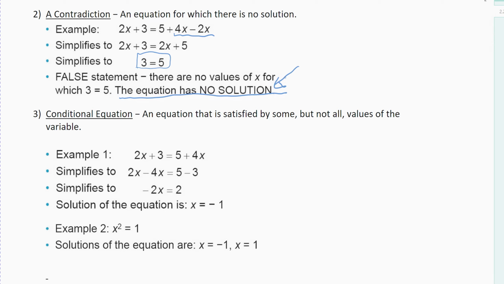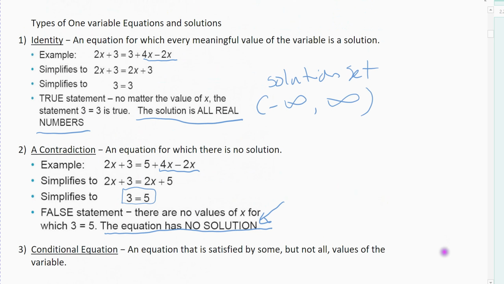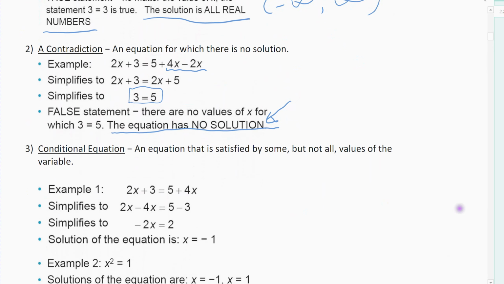If you're working on some engineering project and you need to know, can I do this? And they crunch the numbers and go, nope, you can't. It's impossible. You have to come up with a different design because you can't do this. There's no solution to it, which, like I said, is a perfectly good answer. And the first two examples, the identity and the contradiction, are special cases.